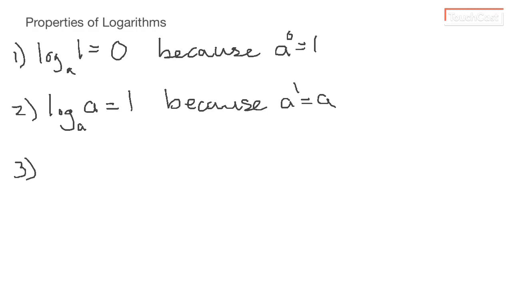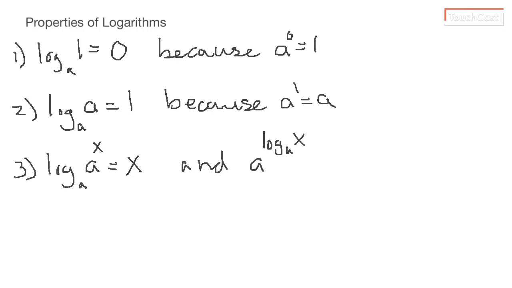Our third property, if we have log base a of a, and now this a is raised to a power of x, our answer is going to be whatever the power is. And I don't have a because with this one, but I have an and. And if I have a raised to the power of log base a of x, it's going to equal x.